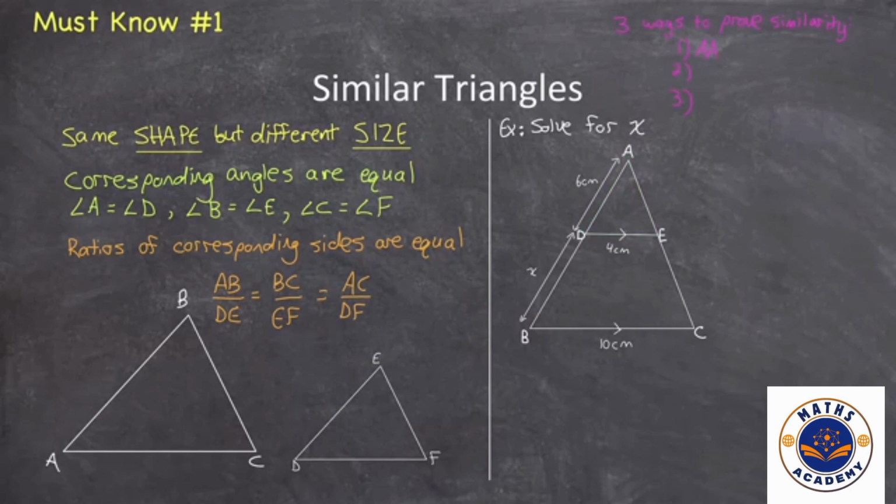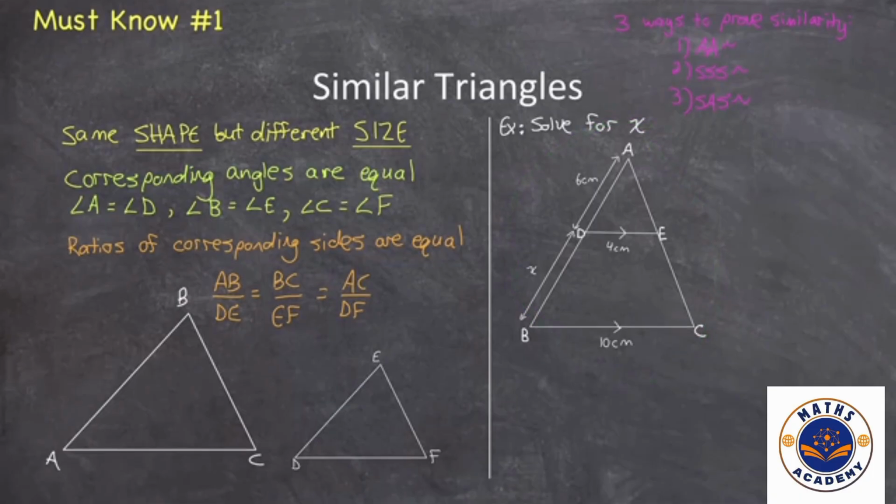You can do angle-angle similarity, just find two pairs of equal angles. Side-side-side similarity, where you show that the ratios of all three pairs of sides are equal. Or side-angle-side similarity, where you find two equal ratios of pairs of sides and one matching pair of angles. For this question, we can do angle-angle similarity.